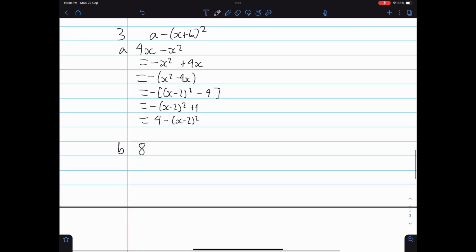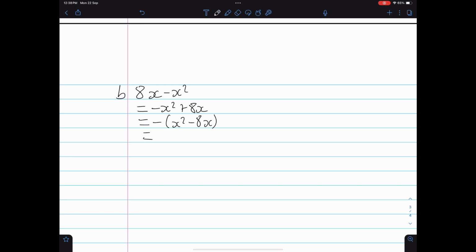Right, I'll go into a new page here. (8x minus x squared). This is equal to -x squared plus 8x. And this will be like this if you factor out the -1. Then you complete the square. You halve that 8, then you square that 4. Expand, rearrange.